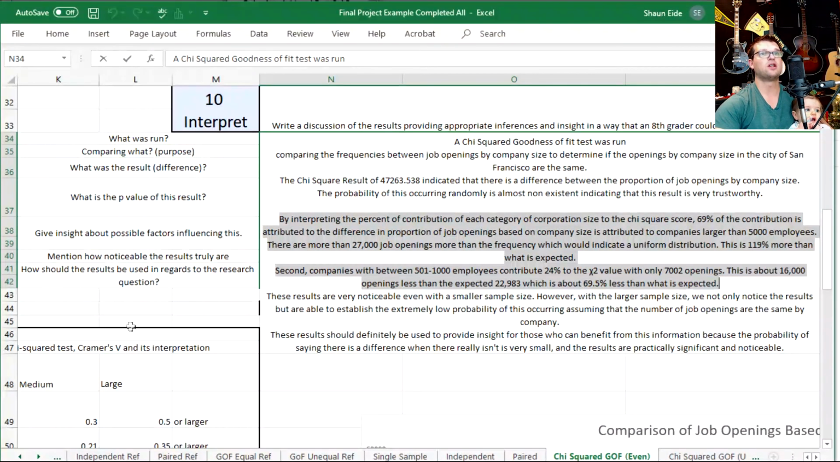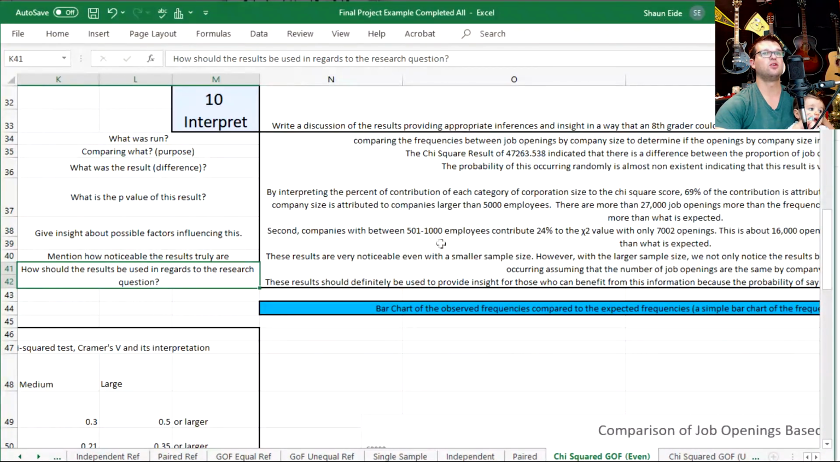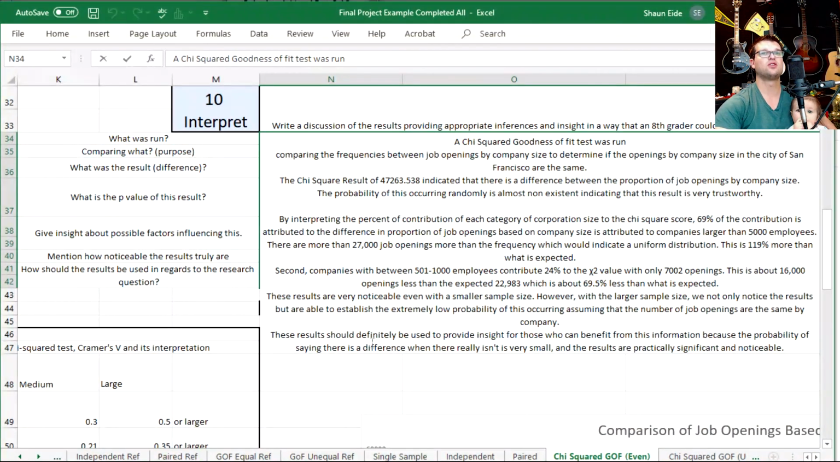Mention how noticeable they are, and how the results should be used. These results should definitely be used to provide insight to those who can benefit from this information. This is where you're going to want to put the information about your client. This is how they can use it.